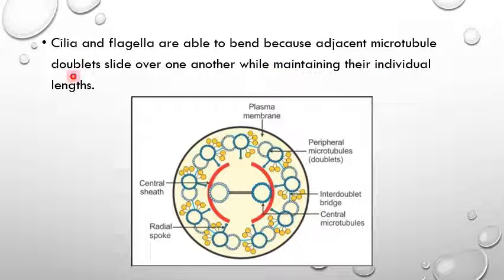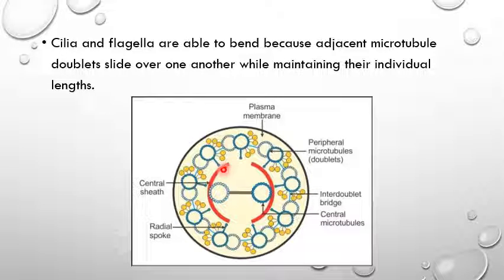individual length. So in this image you can see the transverse section of the cilia, above the basal body. You can count 1, 2, 3, 4, 5, 6, 7, 8 and 9 peripheral microtubule doublets. In the center you have 1 and 2, the central microtubules. So that is 9+2. This is the 9+2 organization.